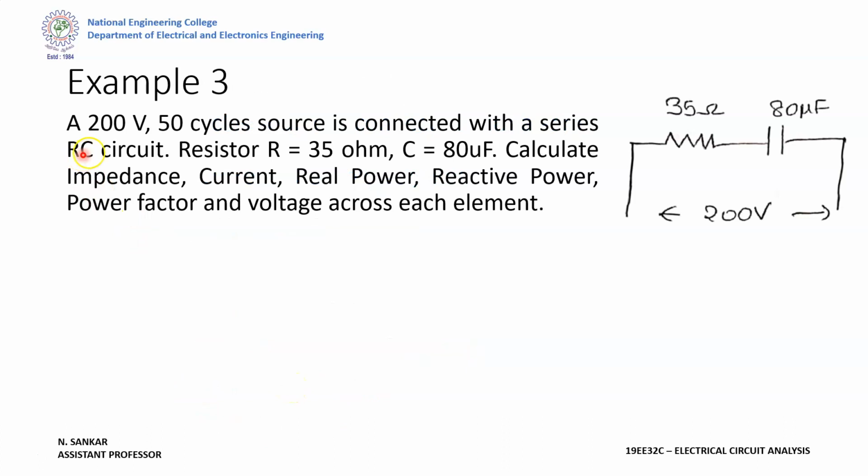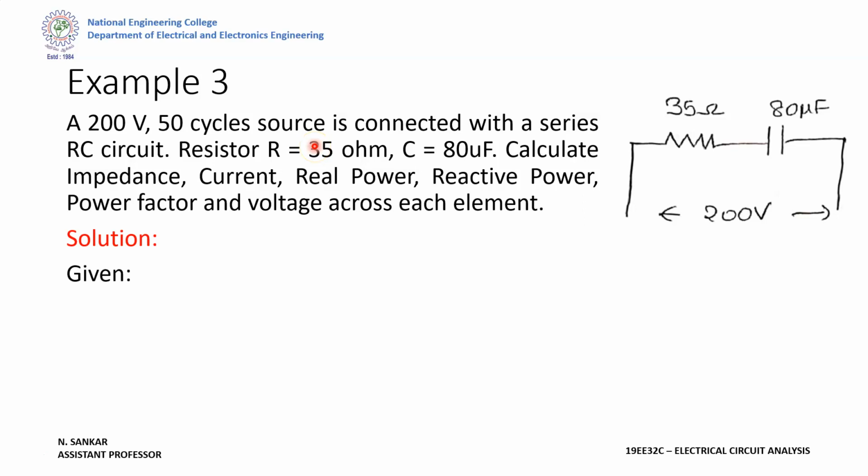Next one, a 200 volt 50 cycle source is connected with a series RC circuit. Resistor R is equal to 35 ohm, capacitance C is equal to 80 microfarad. Calculate impedance, current, real power, reactive power, power factor and voltage across each element. Okay. So instead of 50 hertz, they have represented it by 50 cycles, because with the help of 50 cycles we can just tell the frequency is 50 hertz.